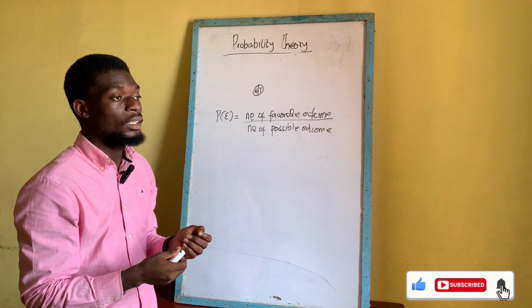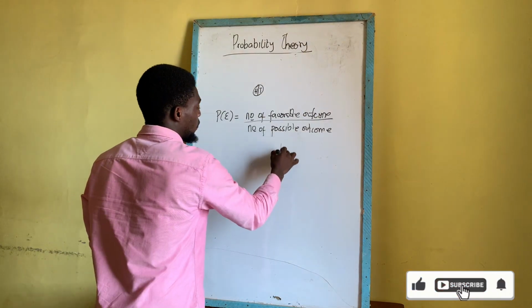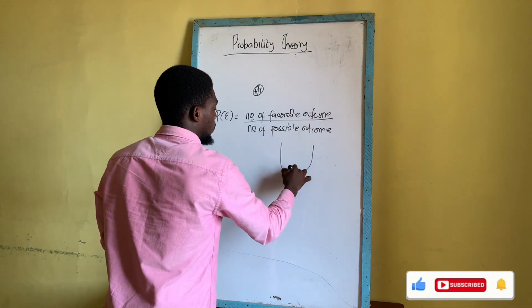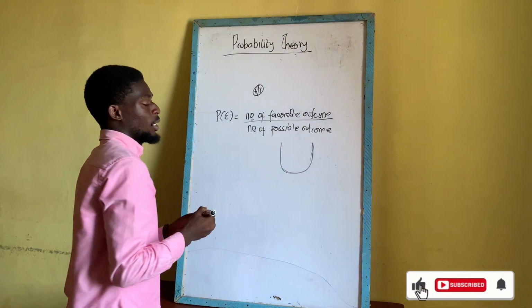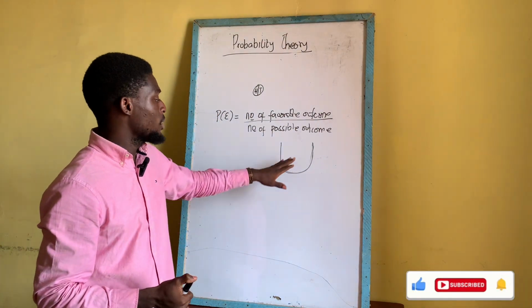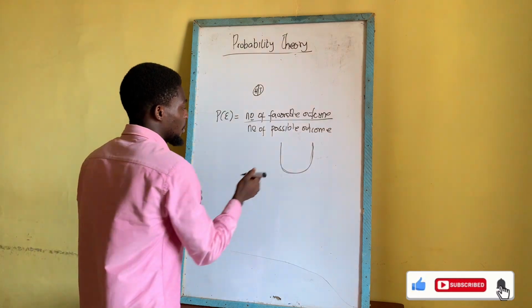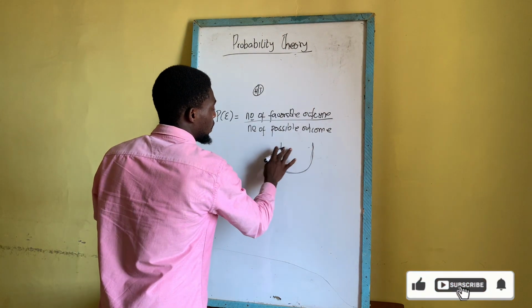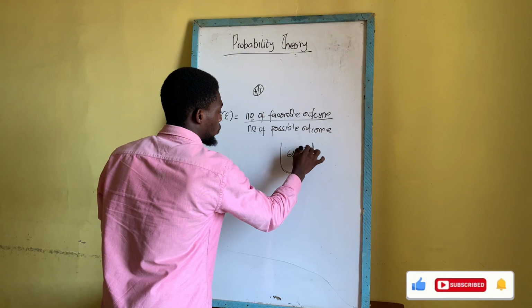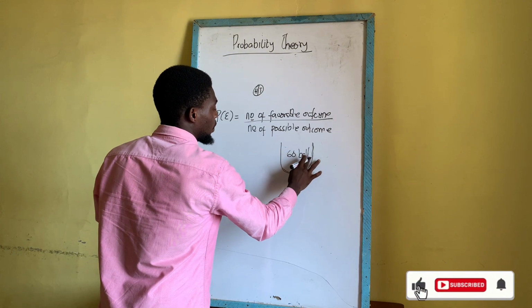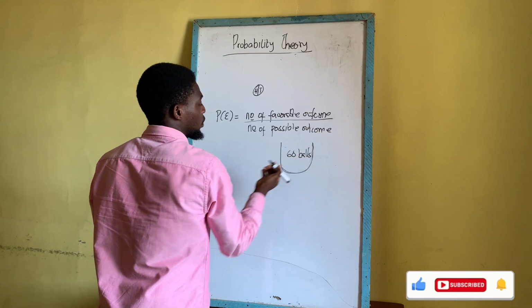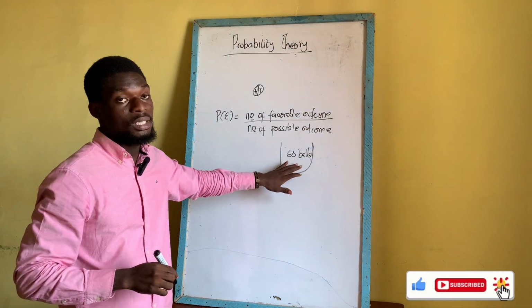So now let's take an example. Suppose we have, let's say, a beaker, and it contains 60 balls. This particular beaker contains 60 balls.